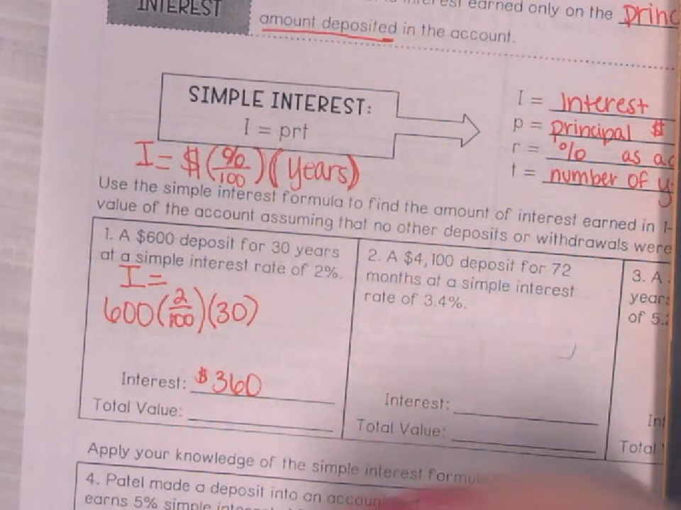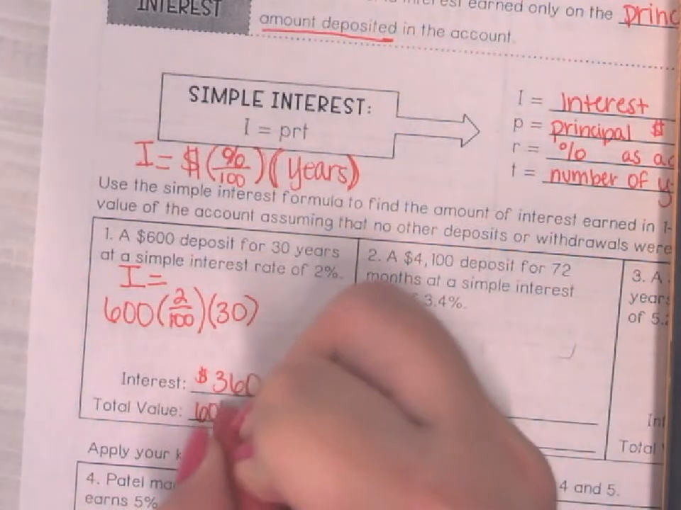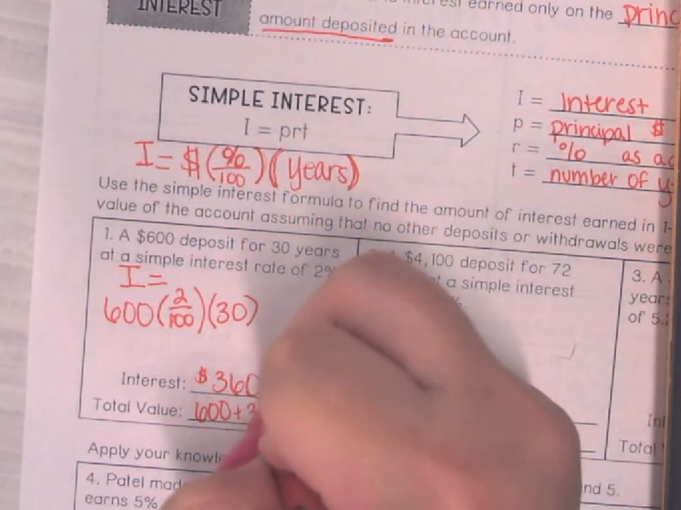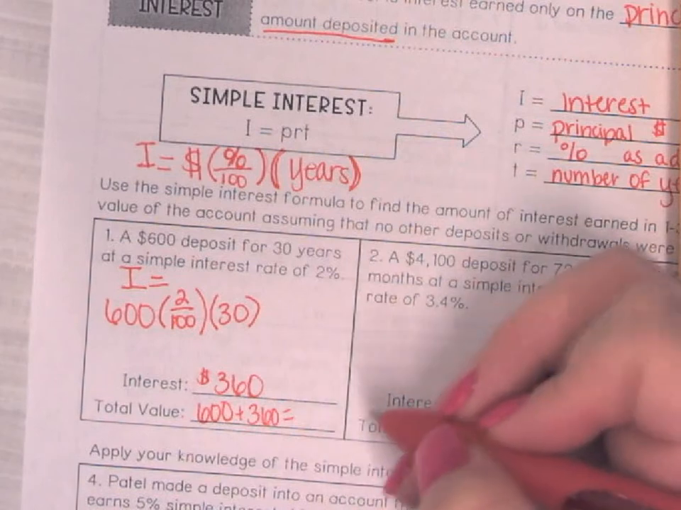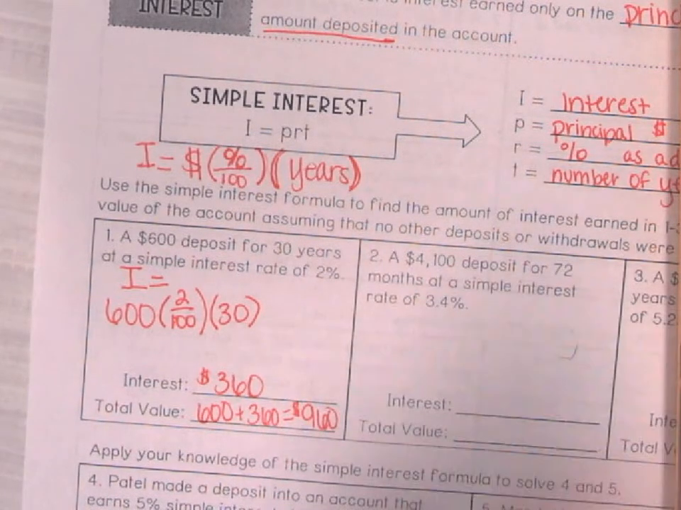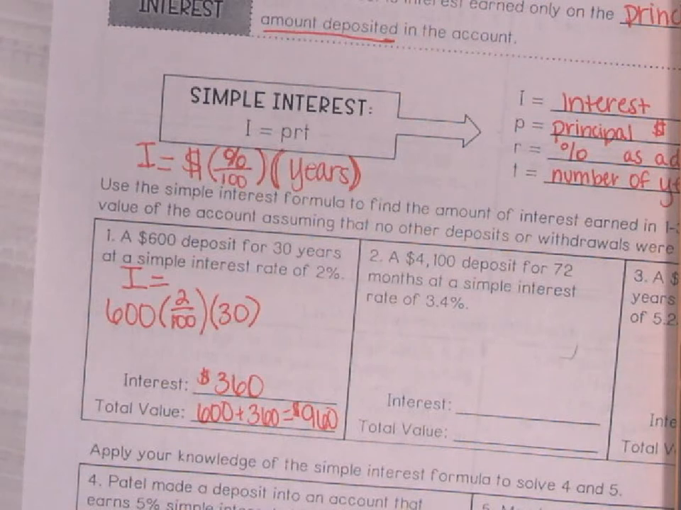You have the money you deposited, right, the $600, plus that interest that the bank is going to give you. So you will end up with $960. So the bank is just going to give you $360 for keeping your money there. Okay?